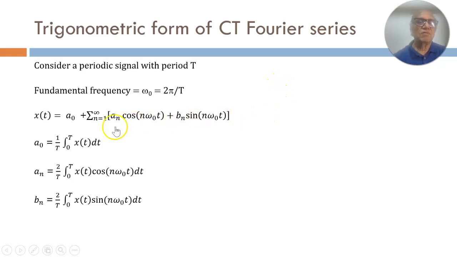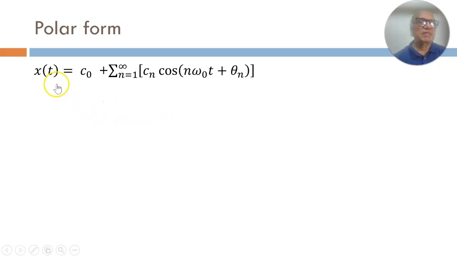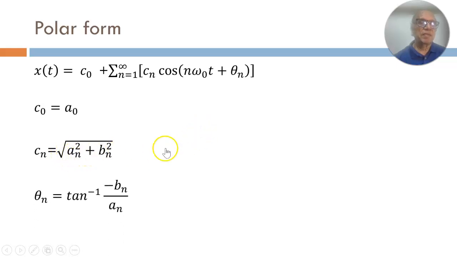To resolve that, what we do is we combine this into another form which we call the polar form, and it can be written like this. So c naught plus sum from n equal to 1 to infinity of cn cos of n omega naught t plus theta n. And it will be easy to show that c naught will be equal to a naught itself. cn will be equal to the square root of an squared plus bn squared, and theta n will be tangent inverse of minus bn divided by an. So now there is no ambiguity.